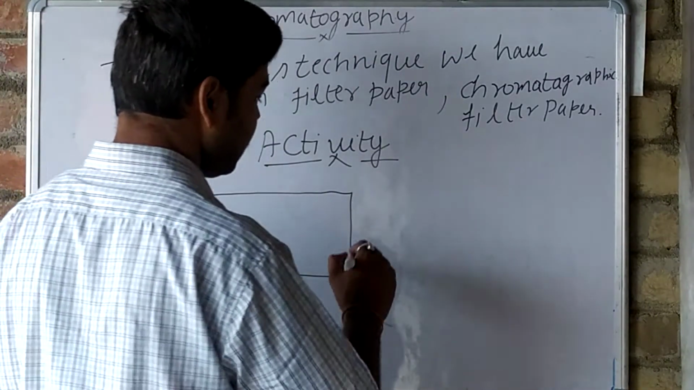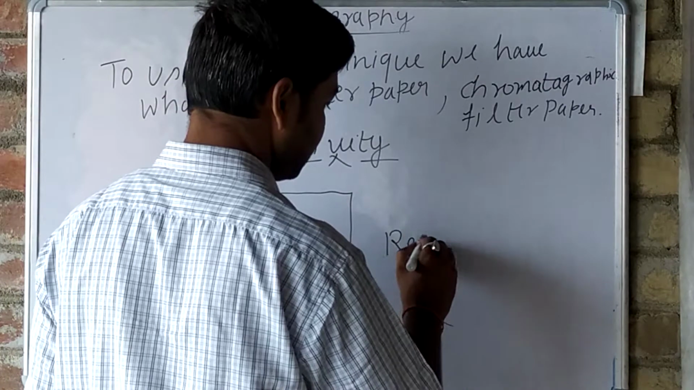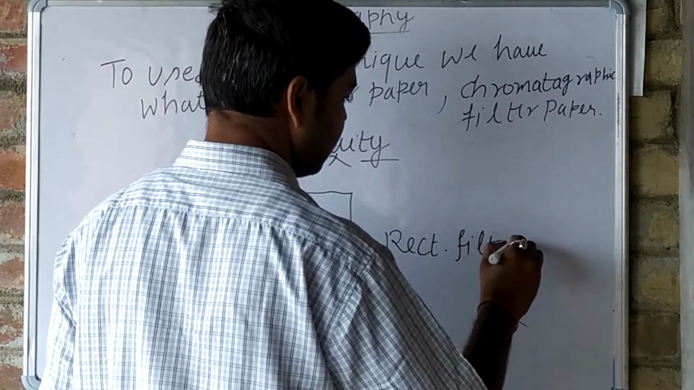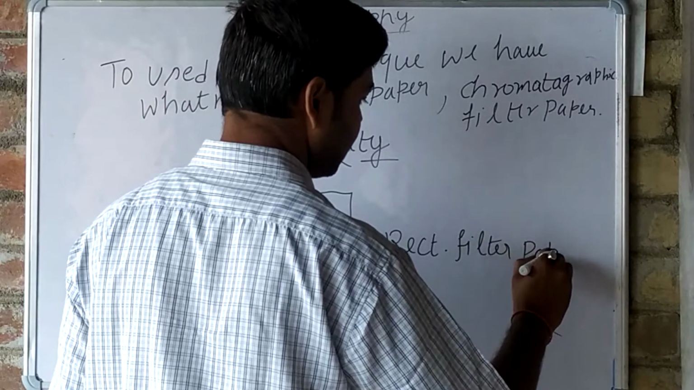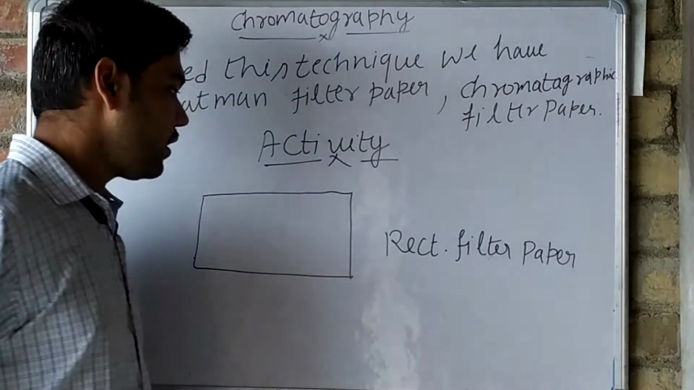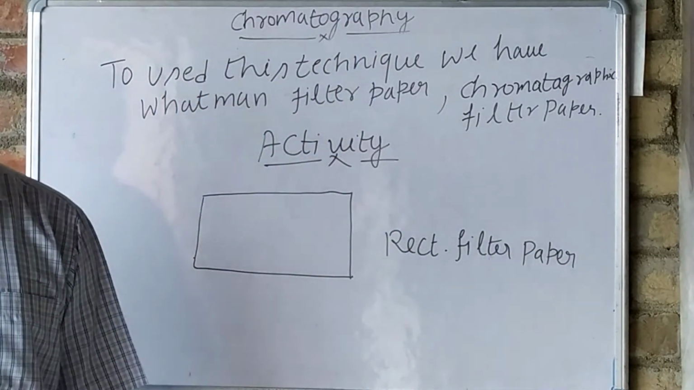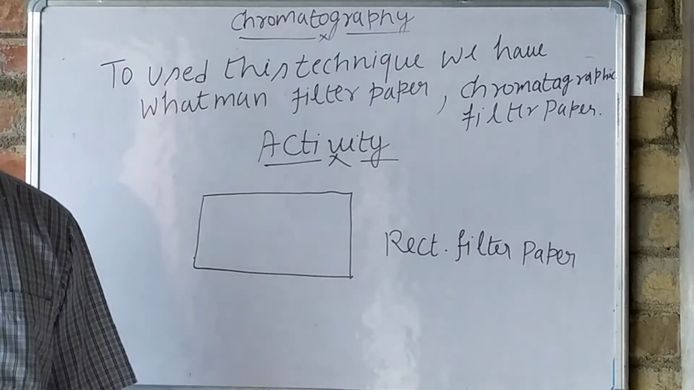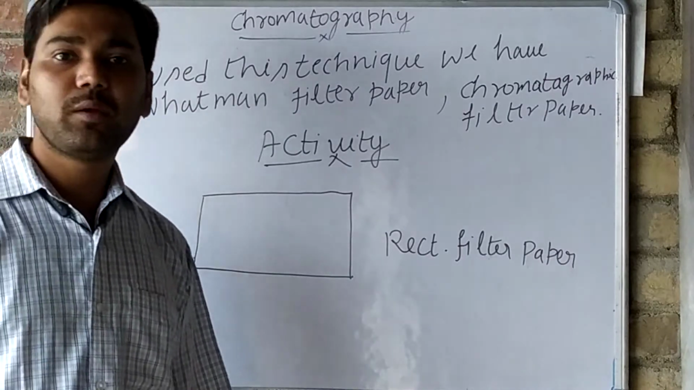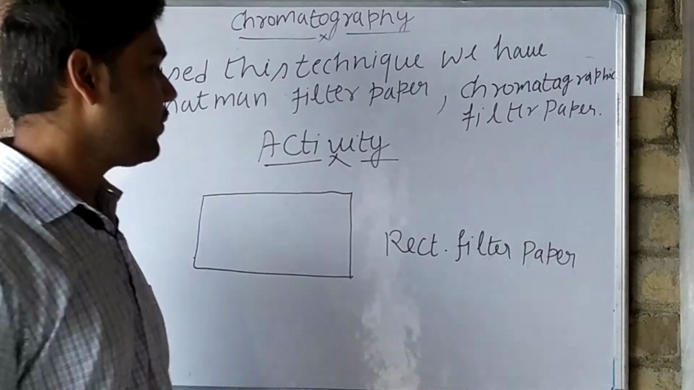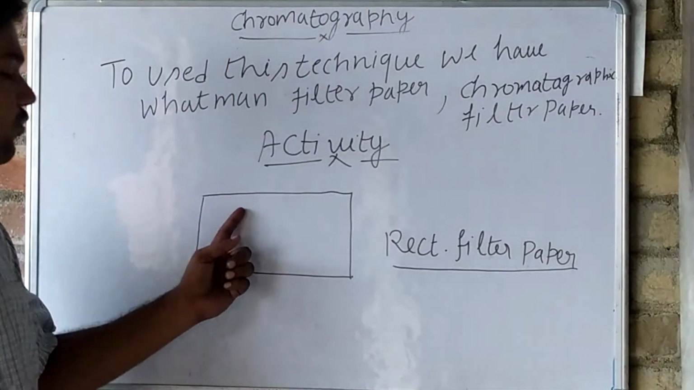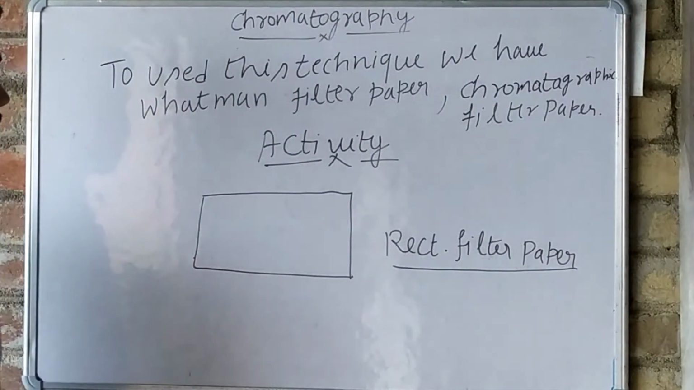This is a rectangular filter paper. We can use a paper napkin also, but a rectangular filter paper is the best one. Now, what will we do with this rectangular filter paper?